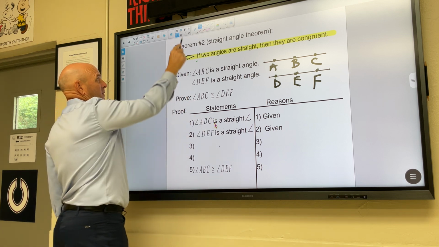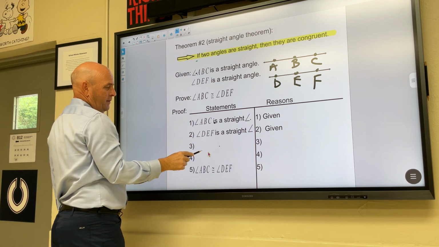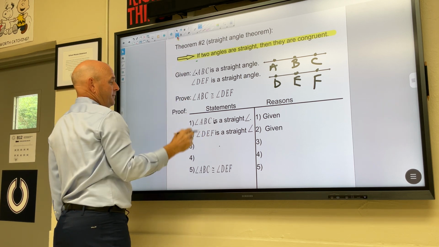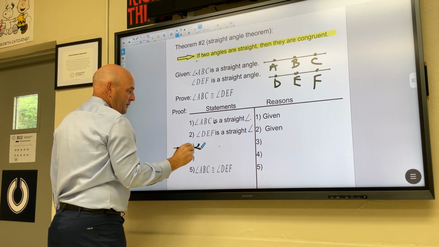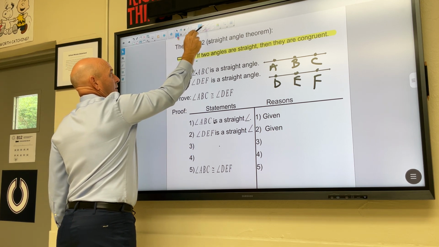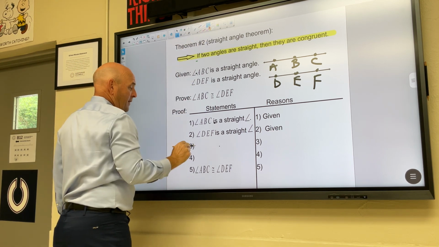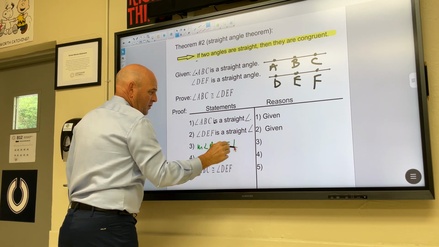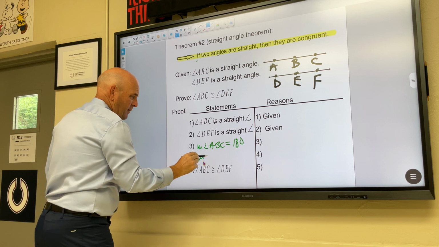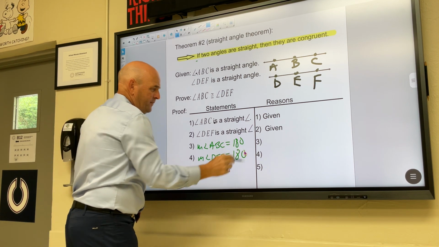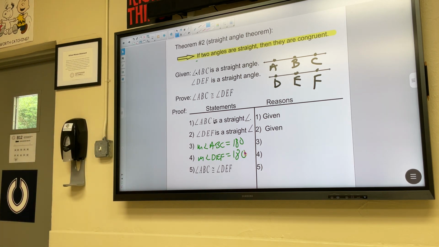Then that's given. And what's the next statement? We already said it. What is it going to be? Oh, it's not here? So what are we going to write? Angle. Actually, I'm not going to write angle. I'm going to write the measure of angle ABC is equal to 180, and the measure of angle DEF is equal to 180. You're writing the same thing on yours.